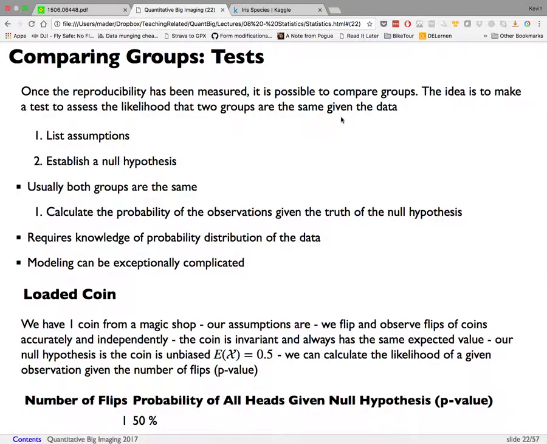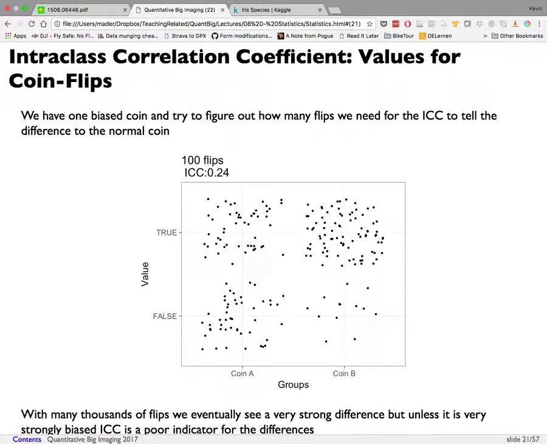So this is where we start to get to the testing aspect. Once reproducibility has been measured and assessed, and you're confident in your ability to come up with the same result from the same system, you'll want to start comparing groups. The idea here is that you want to be able to say, what's the likelihood that these true groups are different, given the data that you have?